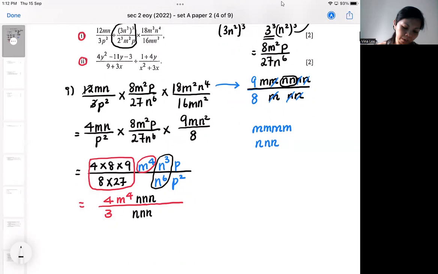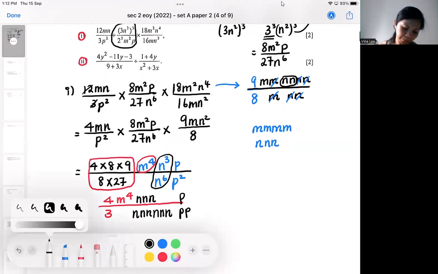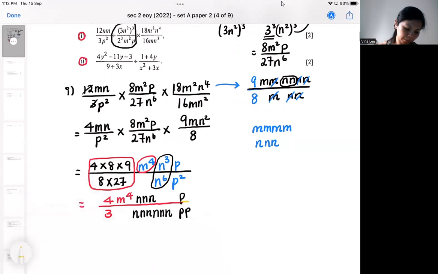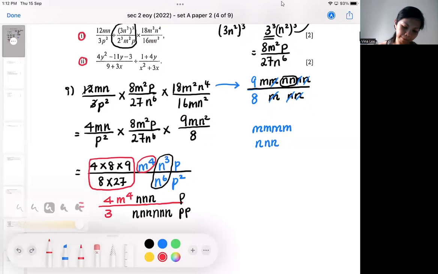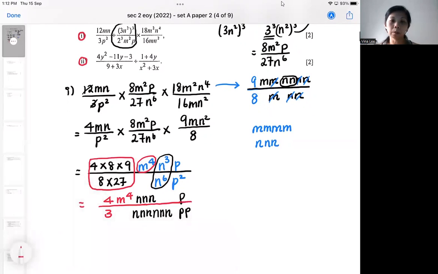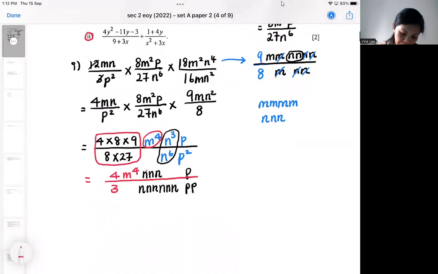So there are 3 of them on top. There are 6 of them at the bottom. So I can cancel them carefully. So you look at what is left. So there is an n cubed left at the bottom, and then there is a p.